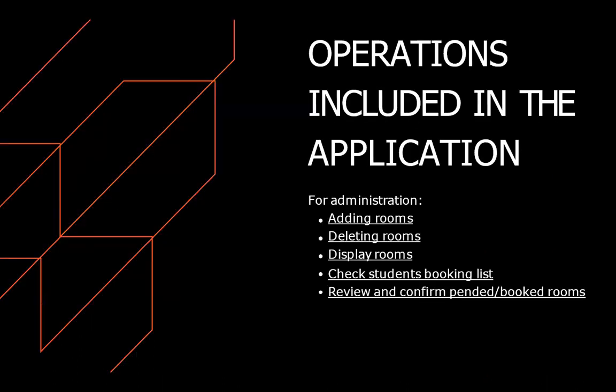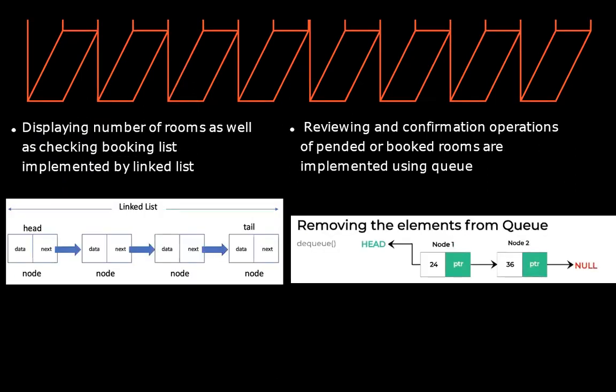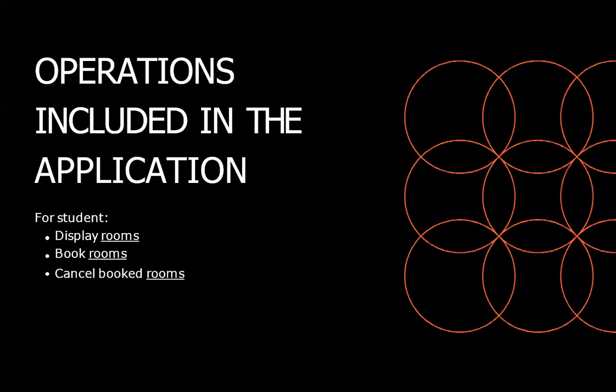my application. Operations included in the application for administration are adding rooms, deleting rooms, displaying rooms, checking, and reviewing confirmation of pending bookings. As you can see, adding rooms as well as deleting rooms are both implemented using insertion sort and linked list. Displaying the number of bookings, as well as checking the booking list, is also implemented using linked list. However, the reviewing and confirmation operation of pending or booked rooms is implemented using queue.